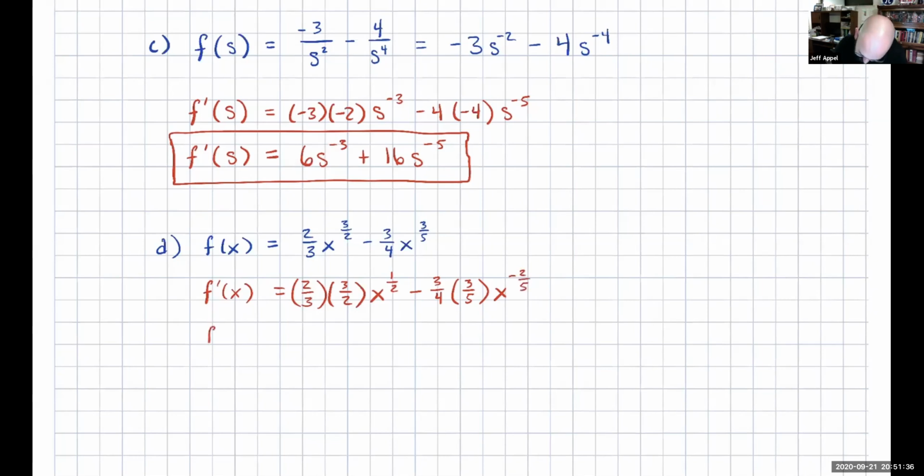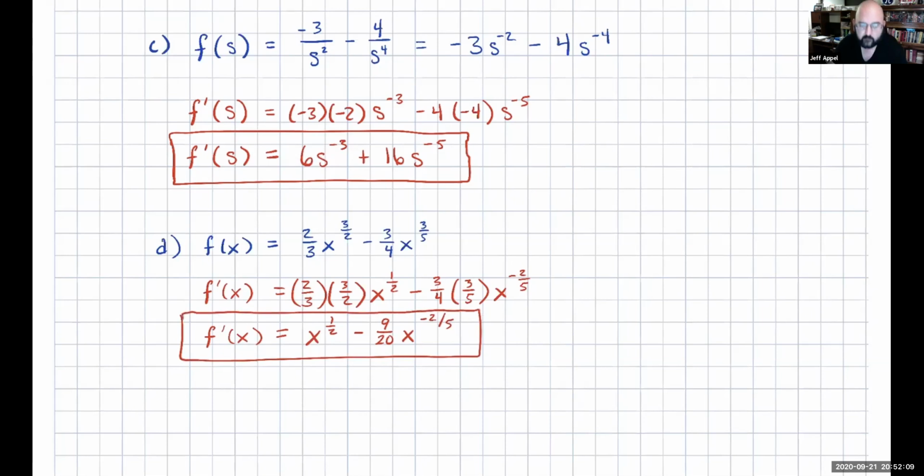And now let's just multiply out these coefficients. On the first one here, the 2/3 and the 3/2 just become 1. So you get just x to the 1/2 power. On this other one, you're going to get, not canceled, what is this? 9/20. Right? That's right. 3 times 3 is 9, 4 times 5 is 20, times x to the negative 2/5 power. Okay, so fractional coefficients with fractional exponents, that's always a fun combination.